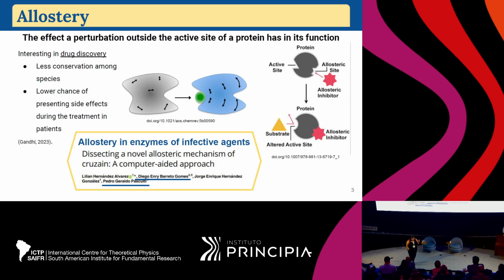Talking about allostery, it is a process where a perturbation outside the active site of a protein affects its function. It's very interesting in drug design to develop allosteric inhibitors because there is less conservation among species. So we can find inhibitors that are more specific to the species that we want to inhibit, and there are lower chances of side effects during the treatment of patients. Our group has been studying it in infective agents such as cruzain in Trypanosoma cruzi.